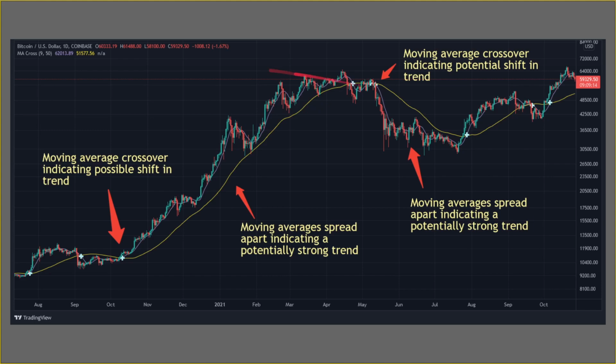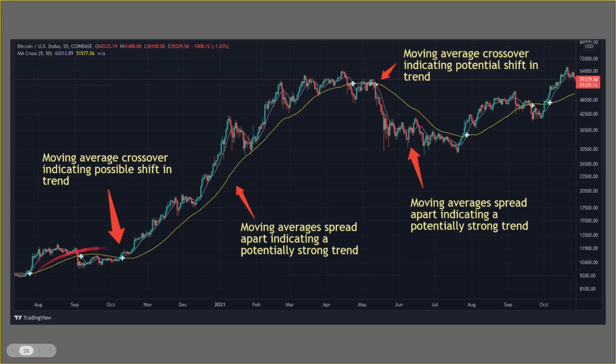I personally don't use the crossover indicator on my own charts. I just use two different moving averages, and I look for the crossovers on their own. But I feel for example purposes, it's nice to just have that cross there. That way it's really clear and obvious where it crossed over. So here is a moving average crossover indicating a possible shift in the trend, right?